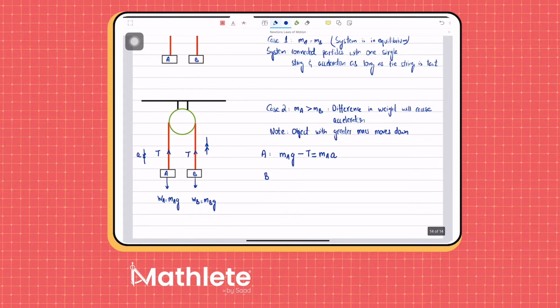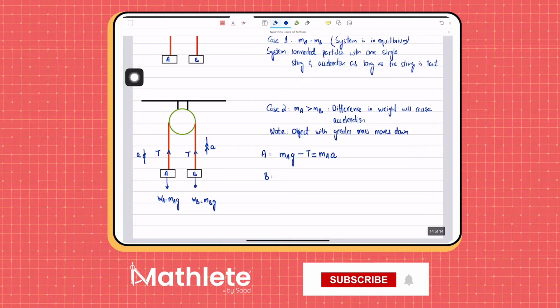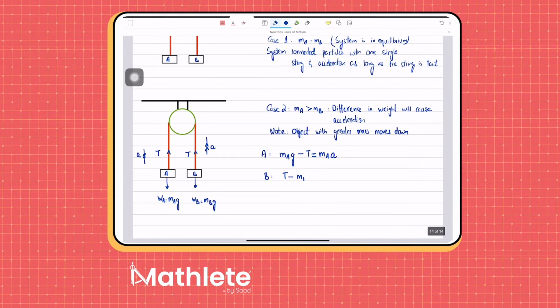For particle B, let's have a look at what's going to happen. Particle B will move up. It will accelerate upwards. That means it's the upward force, which is tension, that will be considered the greater force, minus the mass of B times g, the downward force. The force that's trying to stop it from moving up is equal to mass into acceleration.